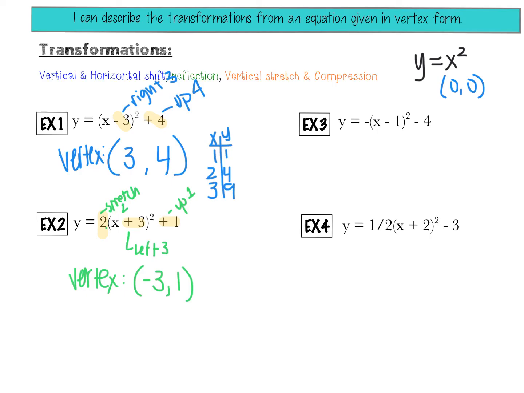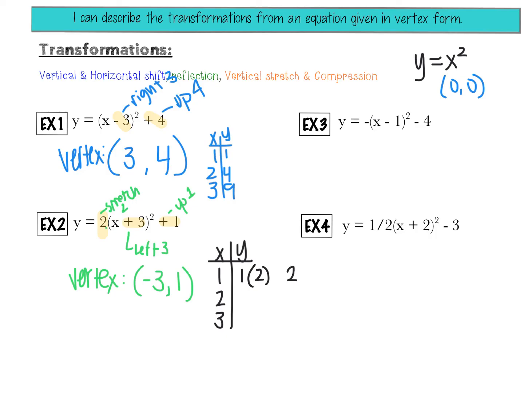And then our last question is about that parent graph table. So because there is an a value, that parent graph table is no longer going to just be 1, 1, 2, 4, 3, 9. How is it affected? Well, I'm taking each value that should be the output and I'm multiplying it by 2. So normally I would input 1 and I would get 1 out, but now I'm multiplying it by 2, so I'm actually going to get 2 out. So it's going to be an up movement of 2.